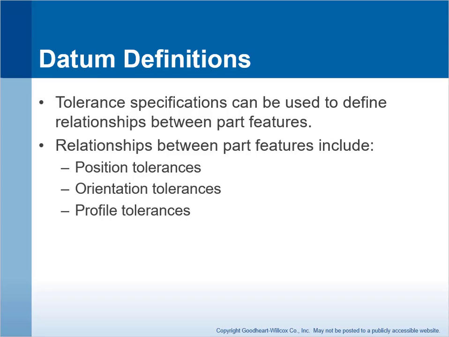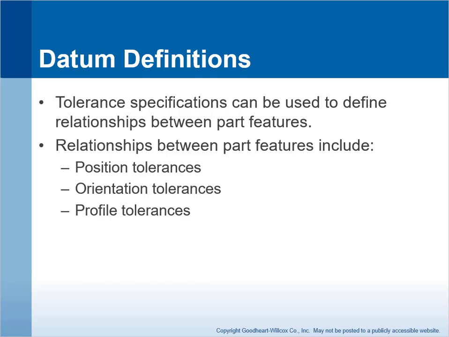Tolerance specifications can be used to define relationships between part features. That's what we get into with datums, when we start defining the tolerance of relationships between part features. Relationships between part features include position tolerances, orientation tolerances, and profile tolerances. If you recall, in the last section we talked about form tolerances. Form tolerances had no datum references. But position tolerances, orientation tolerances, and profile tolerances do have datum references.